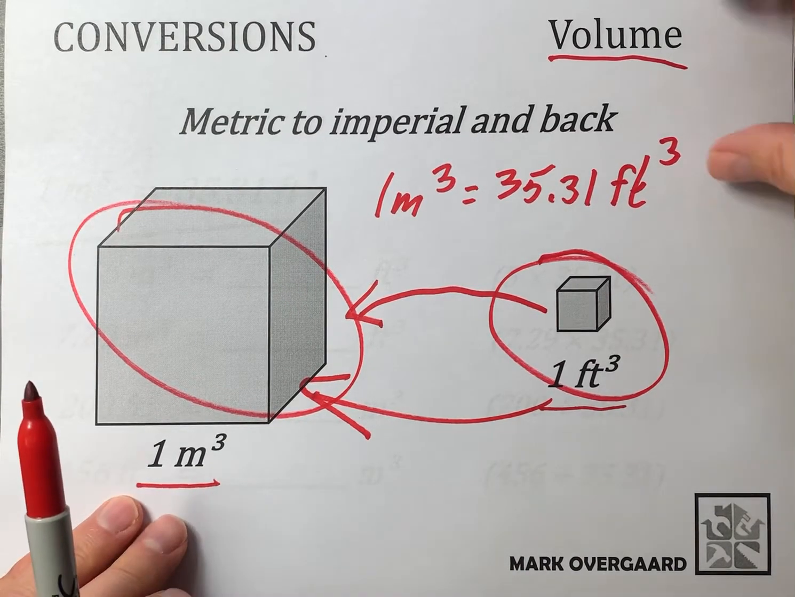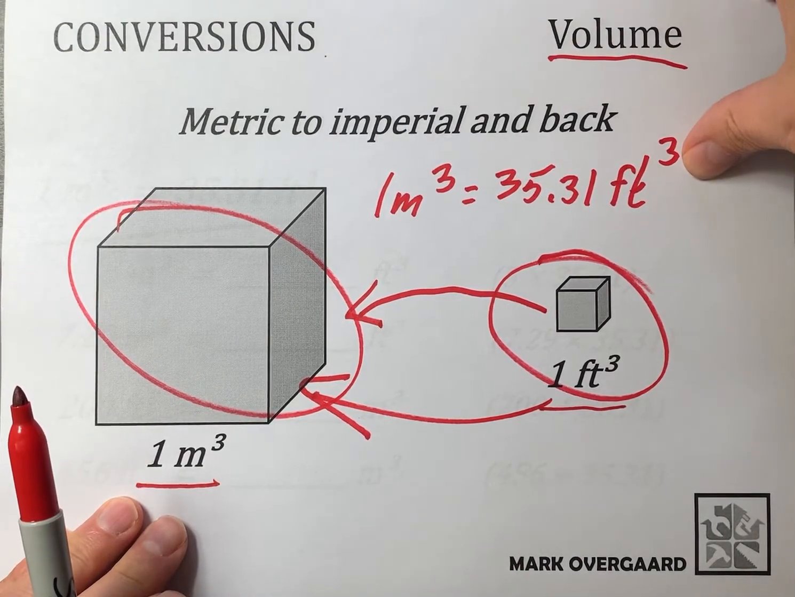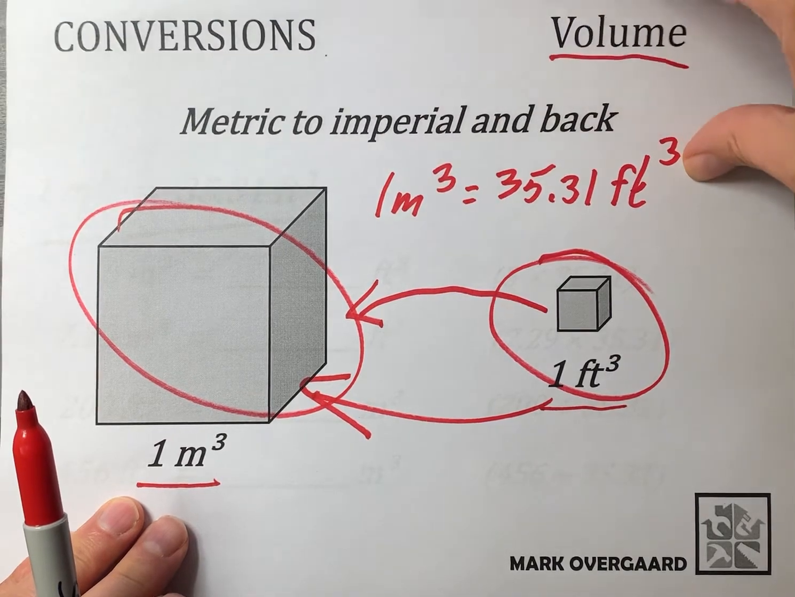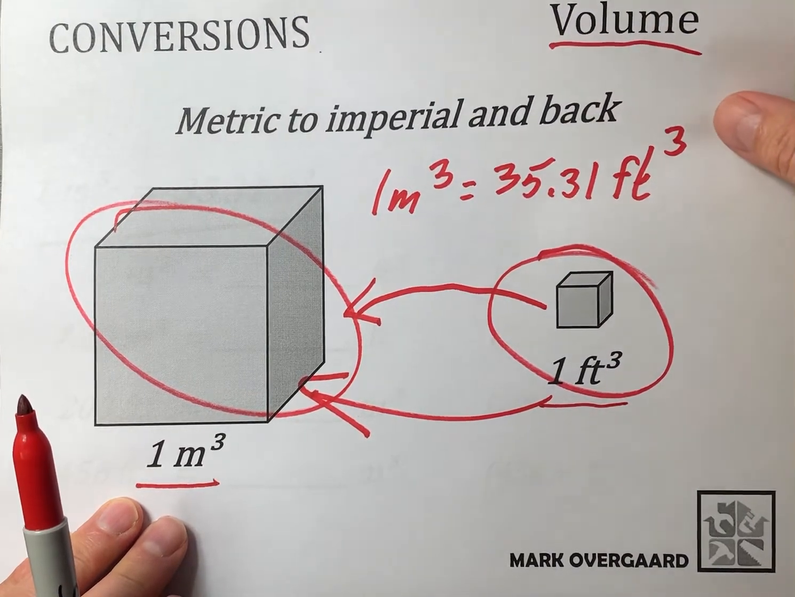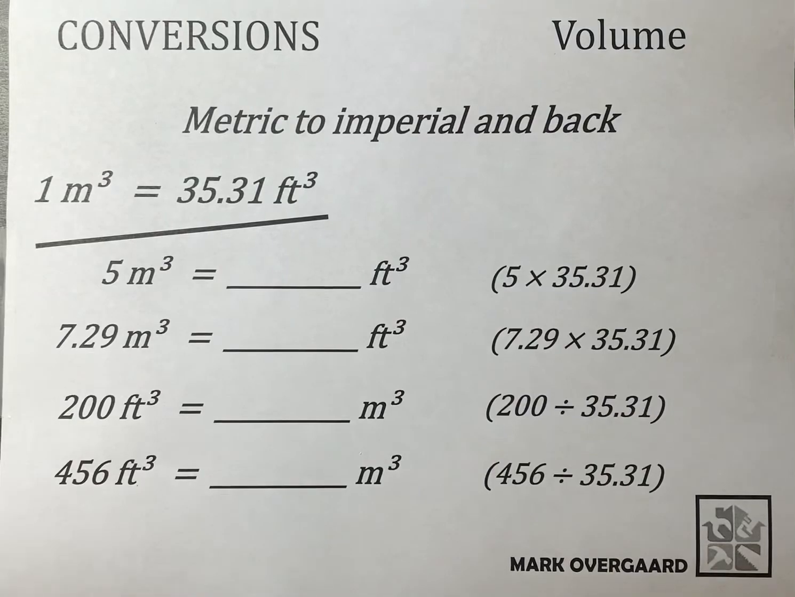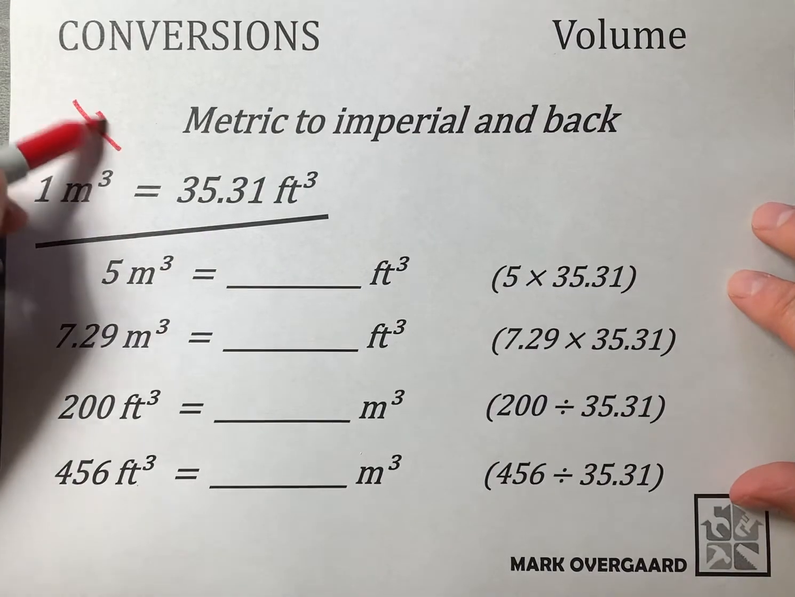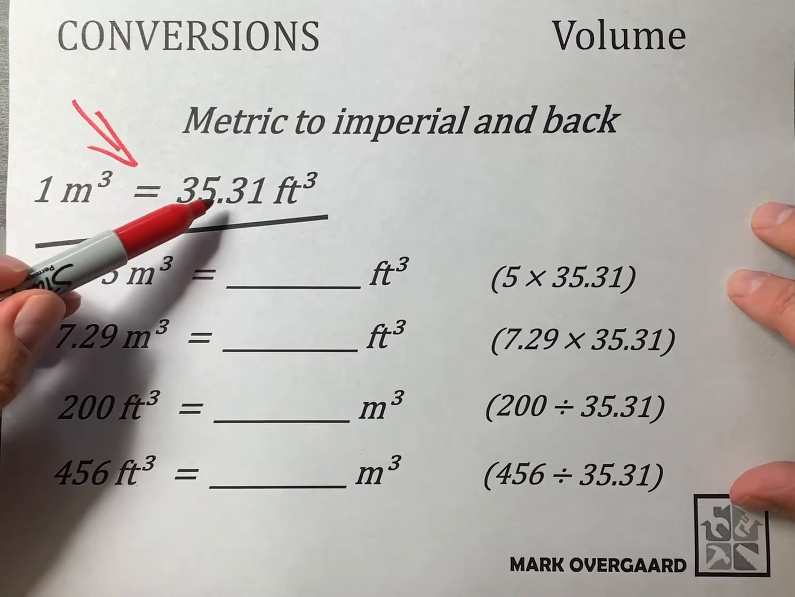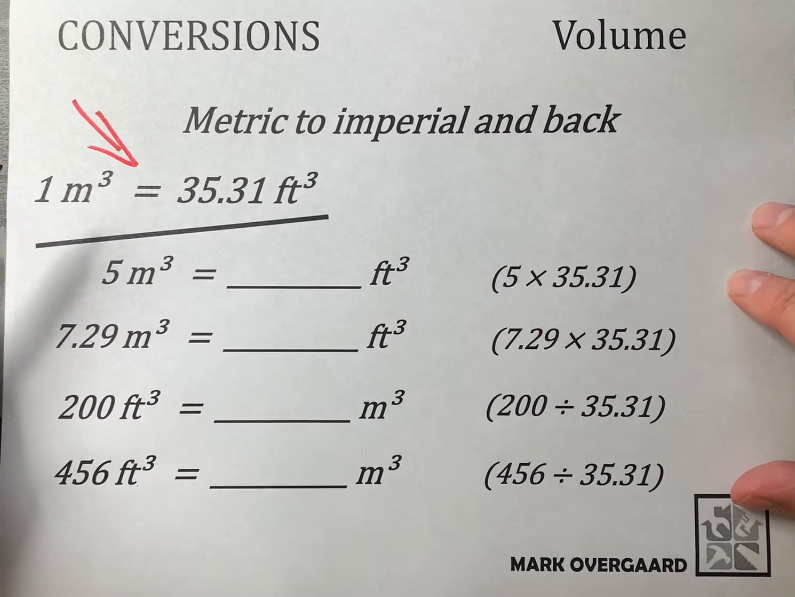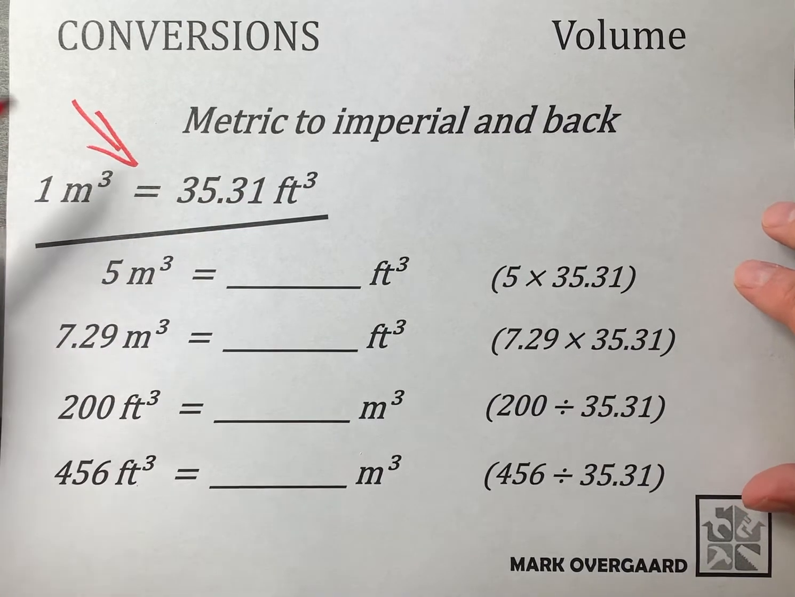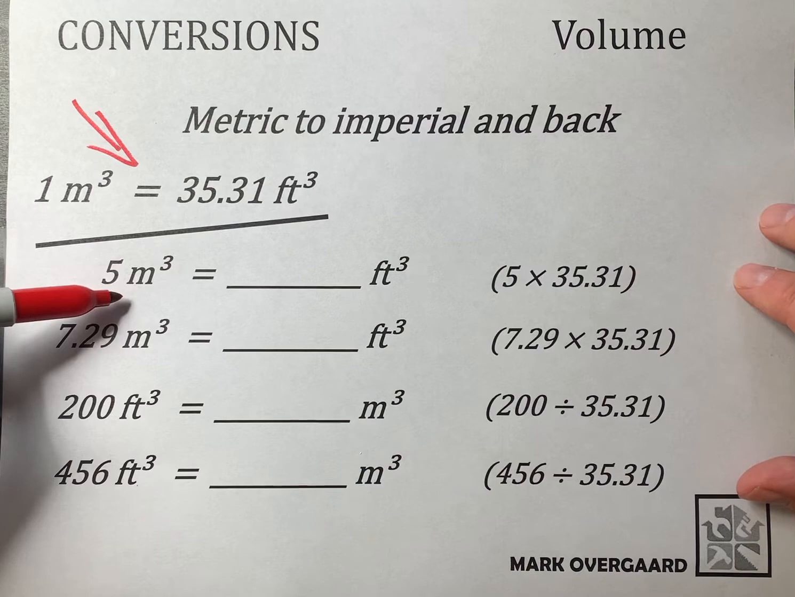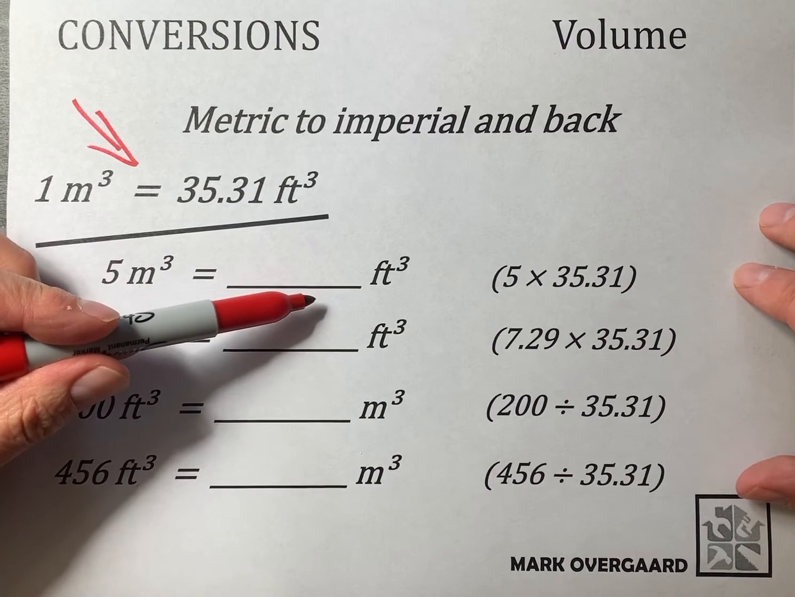So let's do a couple calculations. This isn't the toughest thing we're gonna learn here. We'll do a couple calculations here and make sure we're all over this. All right, so once again, we write our number up here. 1 cubic meter is 35.31 cubic feet. And what we're gonna say is, okay, we got 5 cubic meters. How many cubic feet is that?